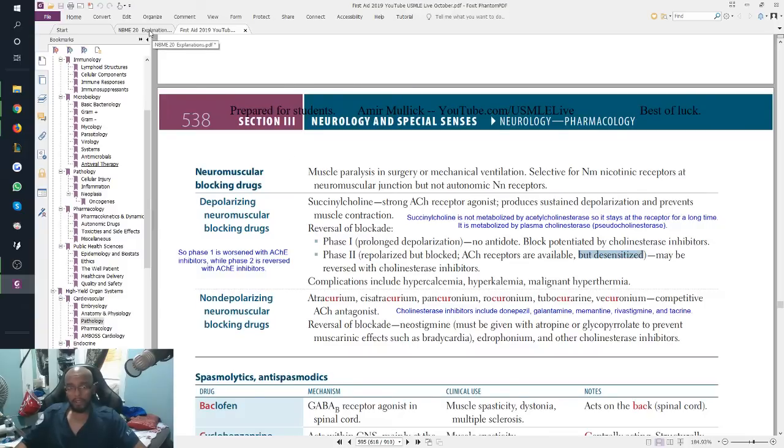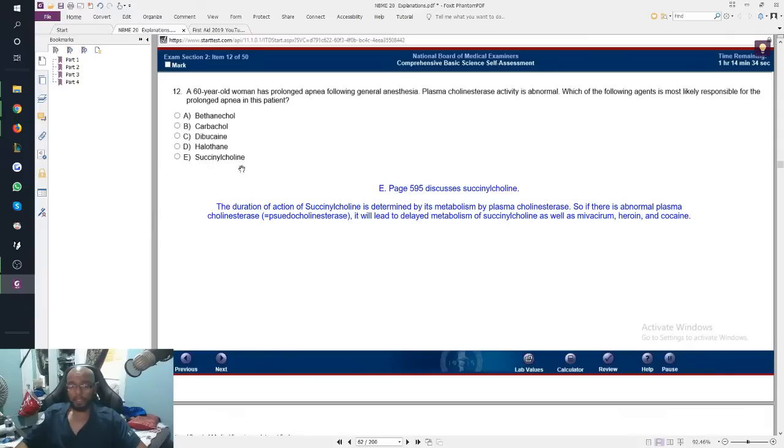So a lot of things like that: muscle paralysis in surgery or mechanical ventilation, selective for NM nicotinic receptors at neuromuscular junctions, but not autonomic receptors, right? So the autonomic receptors are the ones where your normal acetylcholine stuff like carbachol and all of that would work. So for this patient, the answer was just succinylcholine because they tell you that the plasma cholinesterase activity is not normal. That means plasma cholinesterase or pseudocholinesterase activity is abnormal.